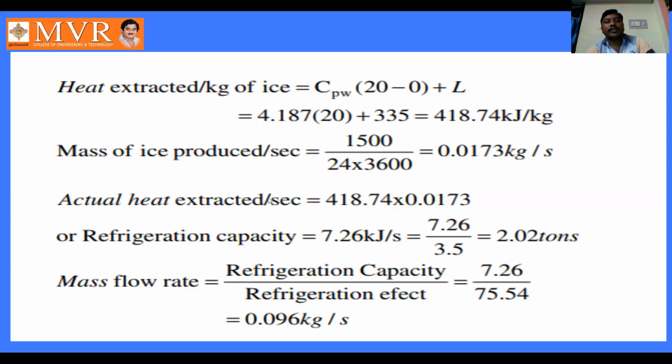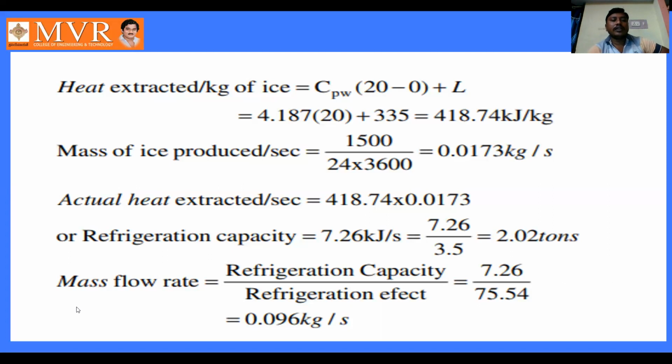Hence we are converting from kilojoule per second to tons. 1 ton is equal to 3.5, hence we are dividing 7.26 by 3.5. Converting from kilojoule per second to ton, we are using 3.5, which means 7.26 divided by 3.5 is equal to 2.02 tons.